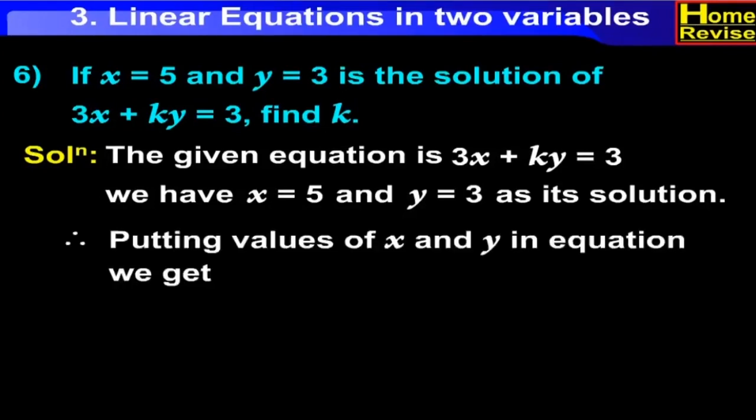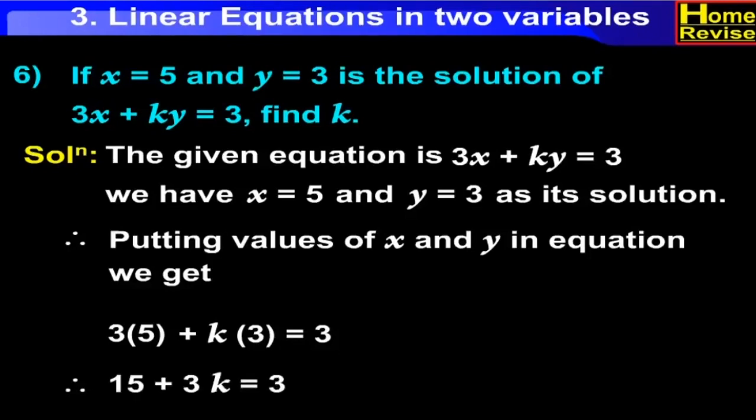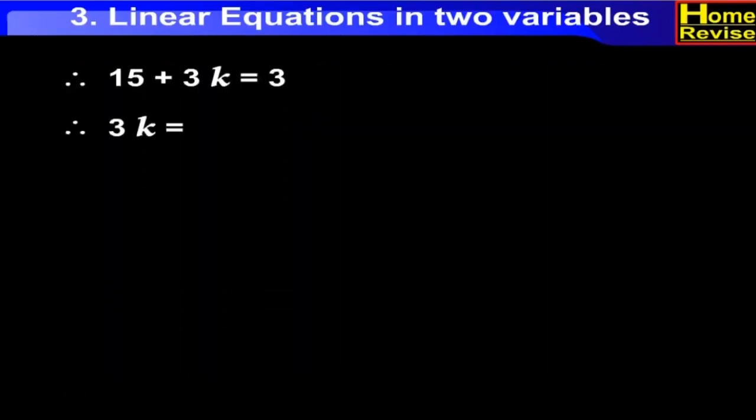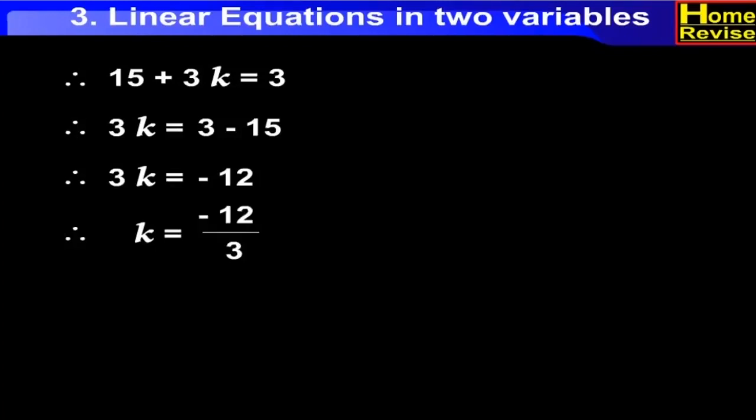Putting these values in the given equation, we get 3 into 5 plus k into 3 is equal to 3. Therefore, 15 plus 3k is equal to 3. Therefore, 3k is equal to 3 minus 15. Therefore, 3k is equal to minus 12. Therefore, k is equal to minus 12 divided by 3. Therefore, k is equal to minus 4.